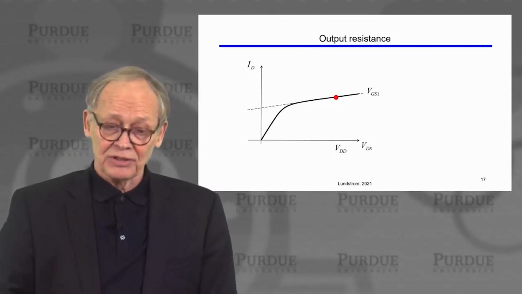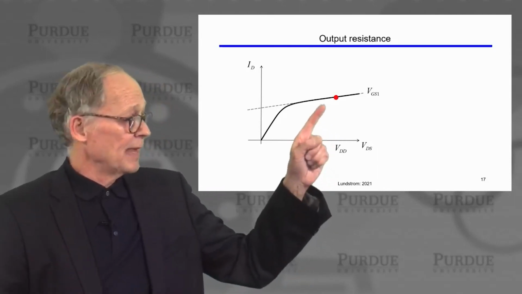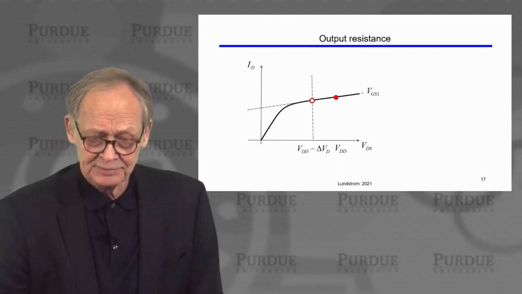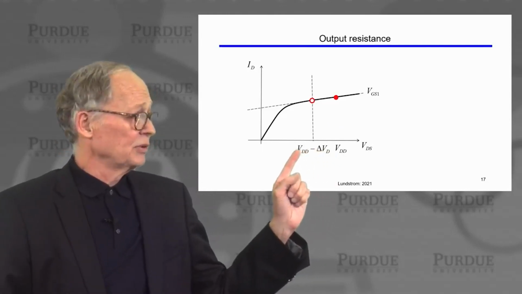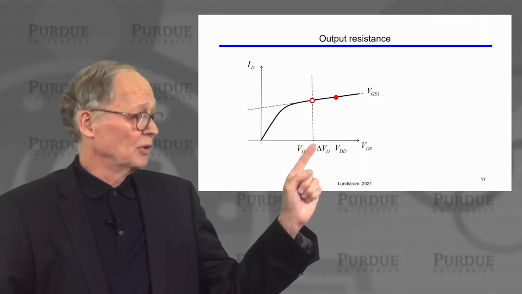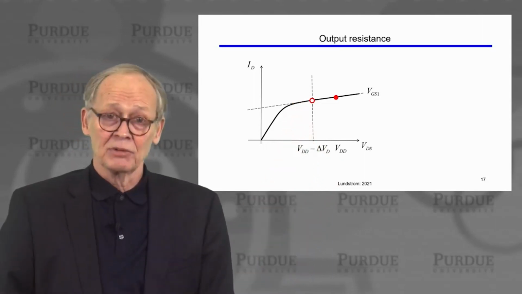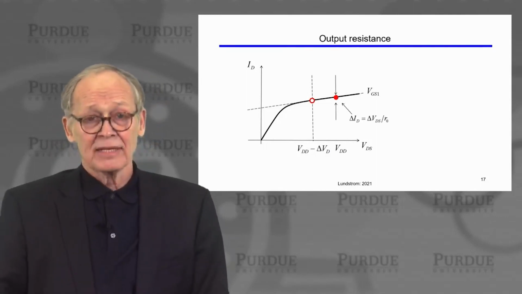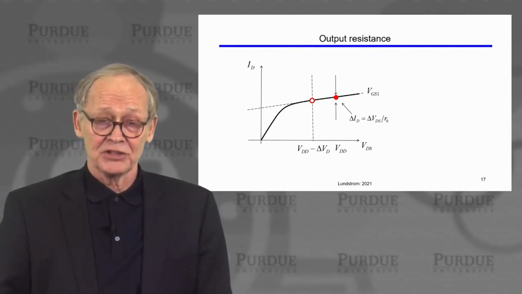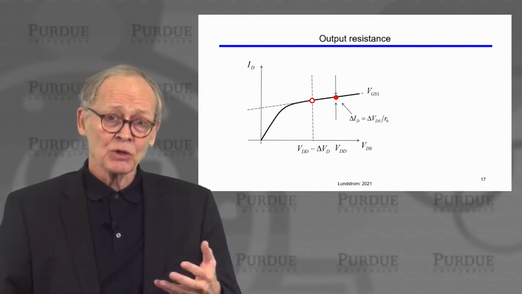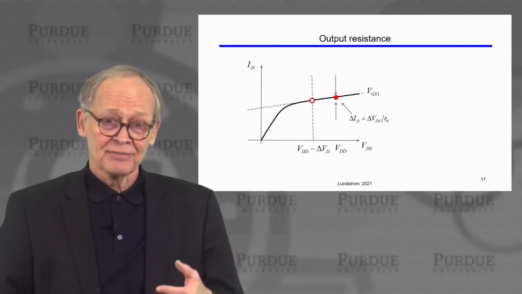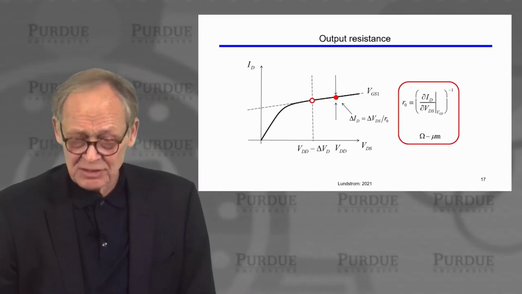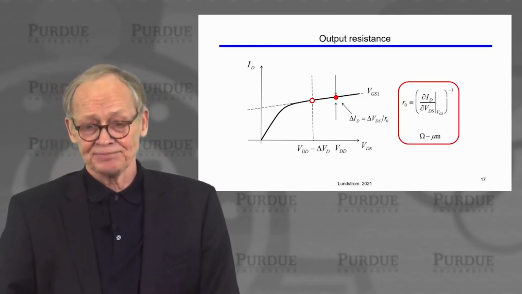Now, what's the output resistance? Well, at a fixed gate and drain voltage, I'll get a drain current. If I change the drain voltage, but don't change the gate voltage, I will in general get a different current. One over the slope of that line is my output resistance. The change in output voltage divided by the change in output current. So here's the mathematical definition.